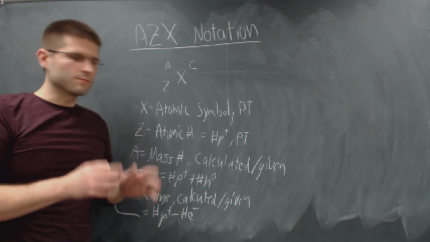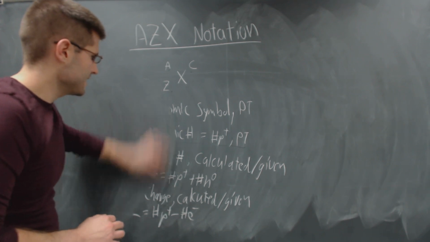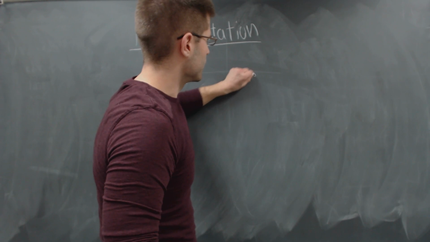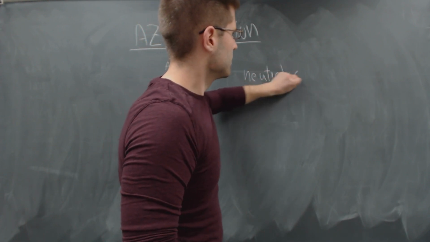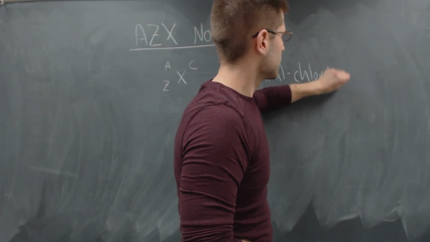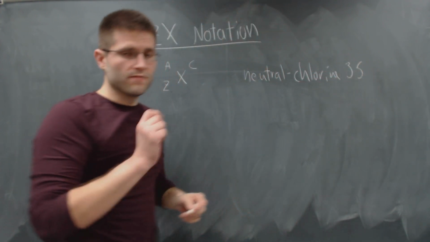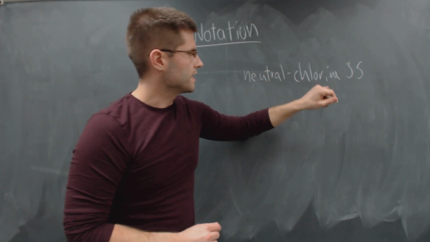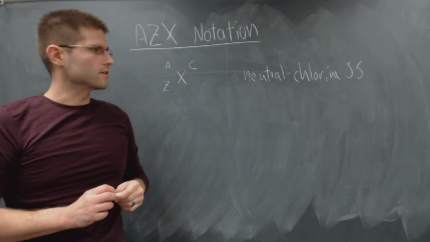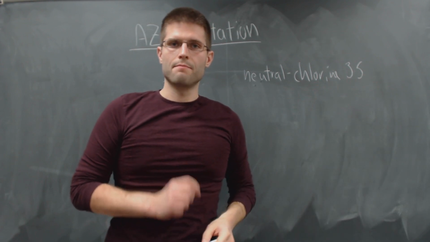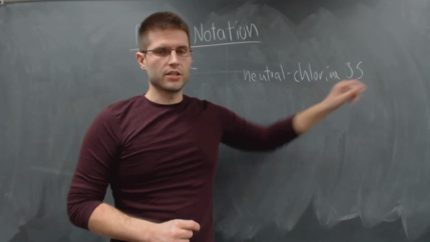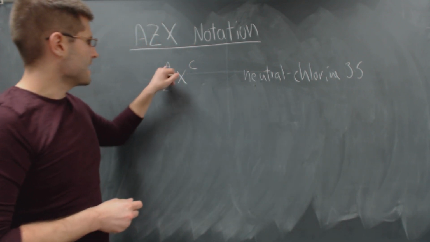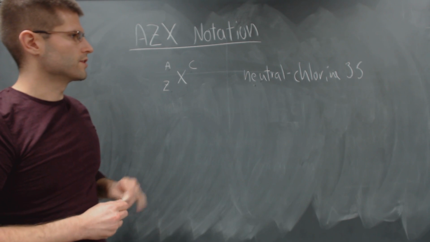Let's do this for a specific example. Let's write out the AZX notation for neutral chlorine 35. And the way I said that, chlorine 35, was very specific. I said it was neutral. The neutral has to deal with the charge. The chlorine is the element that we're taking a look at, and the 35 is actually the mass number. So all of the information about the charge and about the mass number was given in the problem.